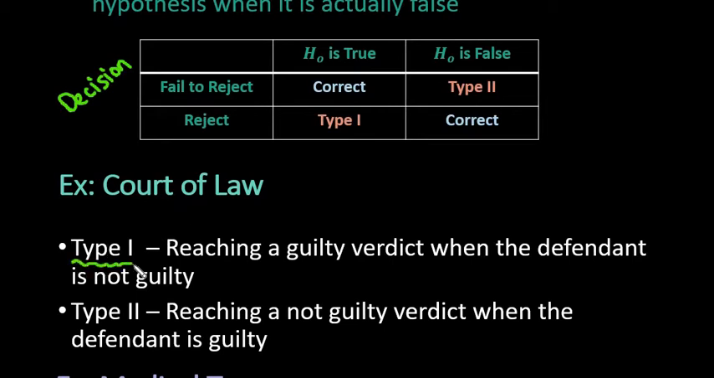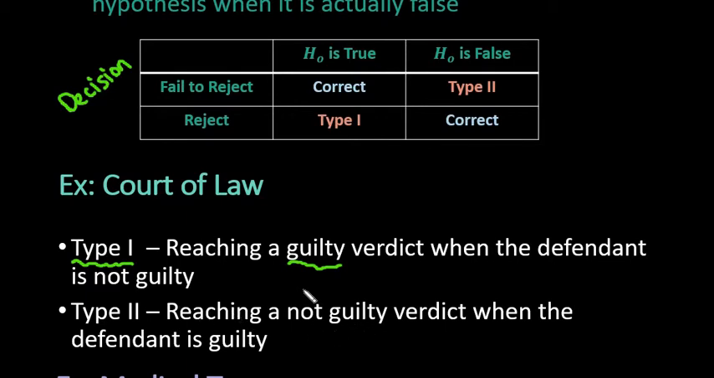A type 1 error would be reaching a guilty verdict when the defendant is not guilty. This would be really bad for the person who gets sent to jail. They didn't commit the crime, but the jury found them to be guilty when they weren't. A type 2 error is reaching a not guilty verdict when the defendant is guilty. So the defendant actually committed the crime. Maybe the crime was murder and now you release somebody that actually committed the murder back into the public, and now they feel like they can get away with things.